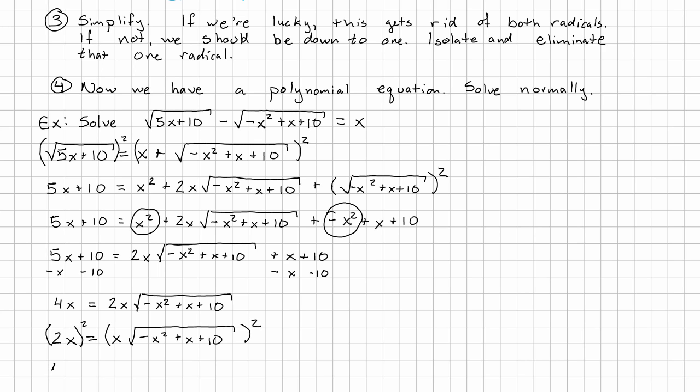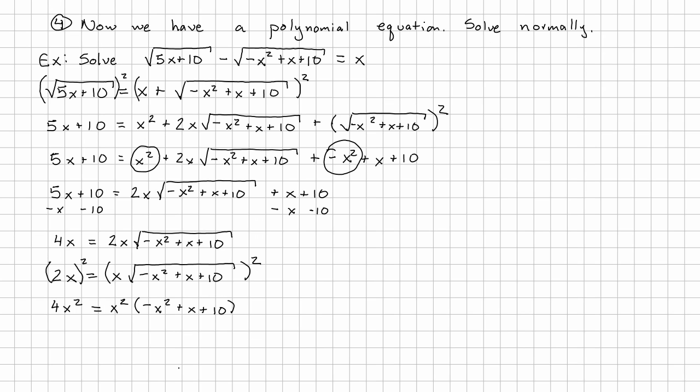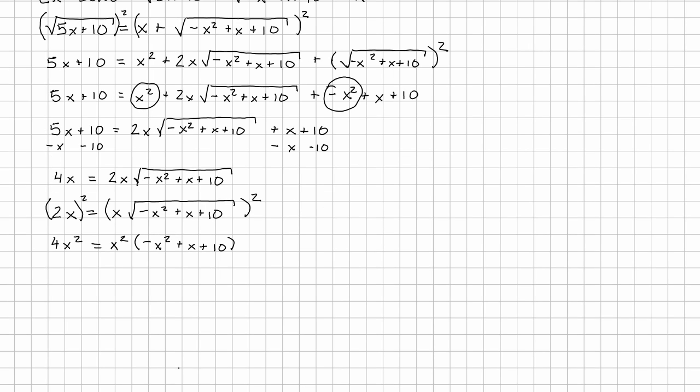On the left, I'll have 4x squared. On the right, so I have x squared times the square root, and the squared and the square root cancel out. Okay, and now I have a polynomial equation. I solve this normally, so I need to get 0 on one side, get everything multiplied out, and then refactor.